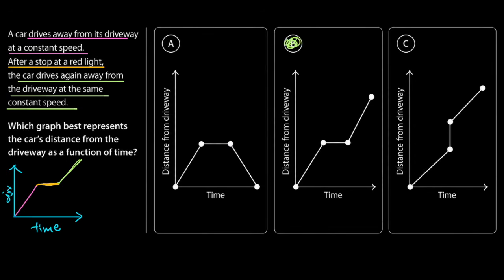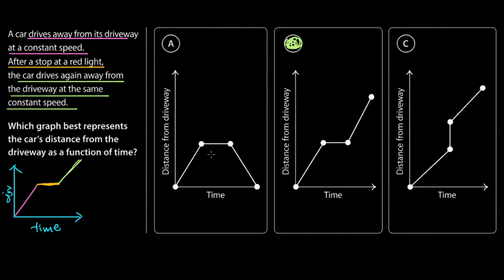I like choice B. But let's think about what happens at choice A. Here you drive away, you have a stoplight, and then this looks like you drive back to the driveway. That's not what's going on. Here you drive away, and then you're going infinitely fast. You're going faster than the speed of light. Physics doesn't even allow you to teleport. It looks like what's happening here, and then you drive away at a constant speed. So I definitely don't like A or C.